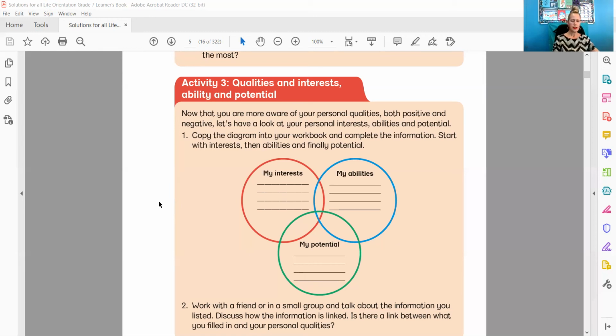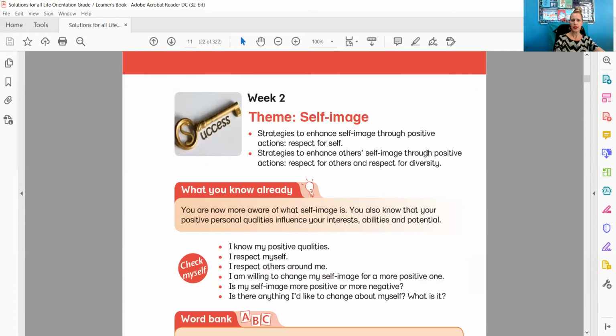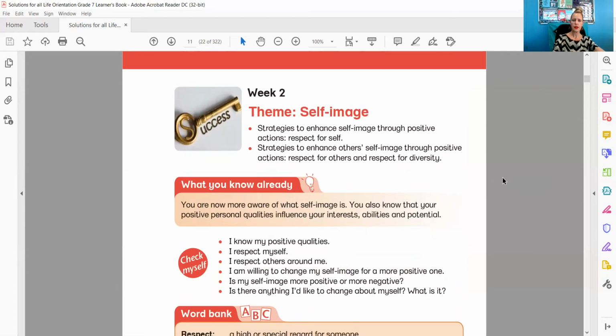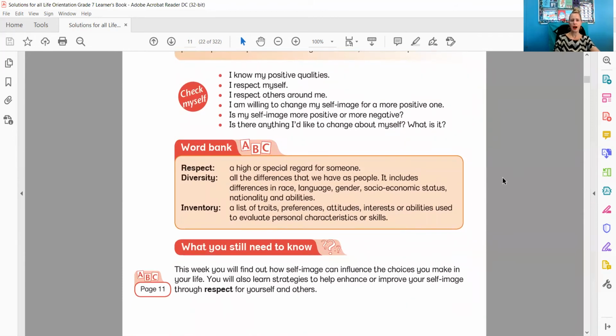All right, then if we go to page 11, so I'm just gonna do that. All right, page 11. And there's your word bank. Let's look at these 3 words. Respect, a high or special regard for someone. Diversity, all the differences that we have as people. It includes differences in race, language, gender, socio-economic status, nationality, and abilities.